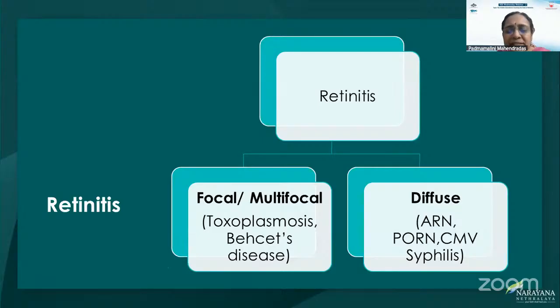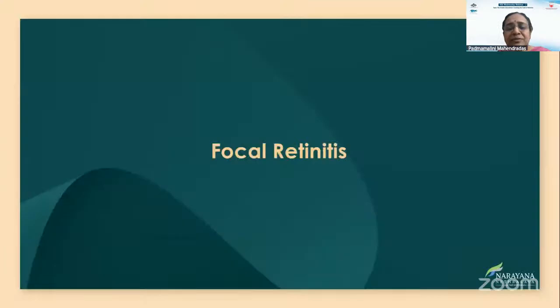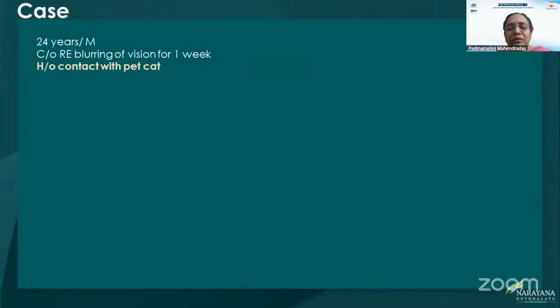Coming to retinitis, again, it could be focal, multifocal, or diffuse. In focal and multifocal, we have toxoplasmosis in focal and multifocal in Behçet's disease. If it's diffuse, it's due to necrotizing viral retinitis like acute retinal necrosis, progressive outer retinal necrosis, CMV, or syphilitic retinitis.